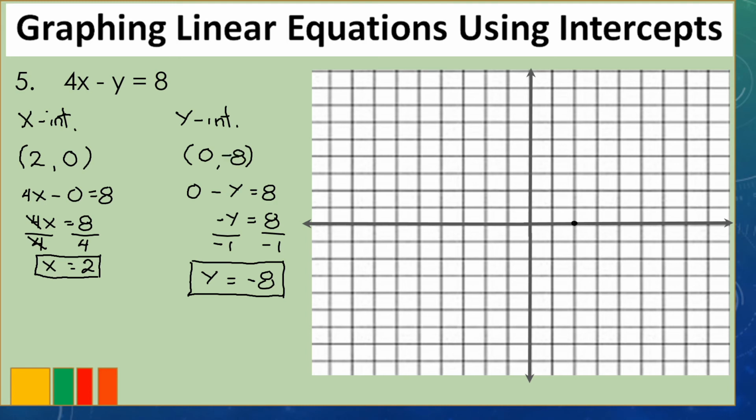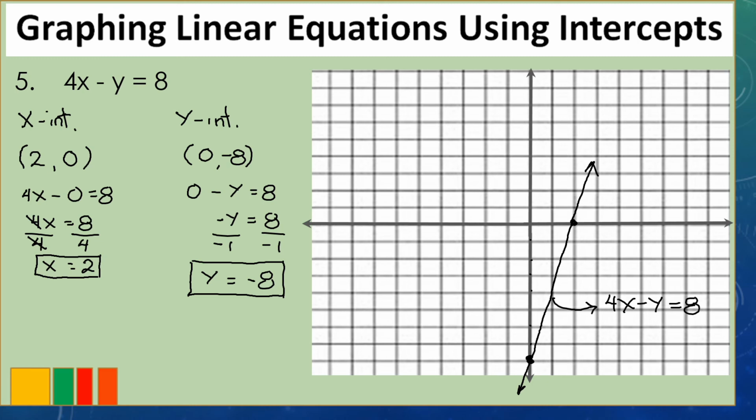We can plot using the intercepts. So the x-intercept is 2 and the y-intercept is -8. And this is your second point. Now all you have to do is connect the 2 points using a straight line. Always extend the line in both directions with an arrow. And now this equation is 4x minus y equals 8.